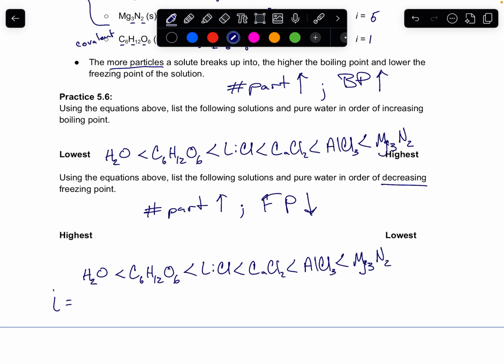So lastly, just to reiterate, my I value, pure water, we can think of that as an I value of 0 because there's nothing breaking up there. It's just pure water. Okay, the sugar, C6H12O6, it's covalent, so it's an I value of 1. Right, then 2, then 3, then 4, then 5. Okay, so I'm just putting them in order of how big their I value is.